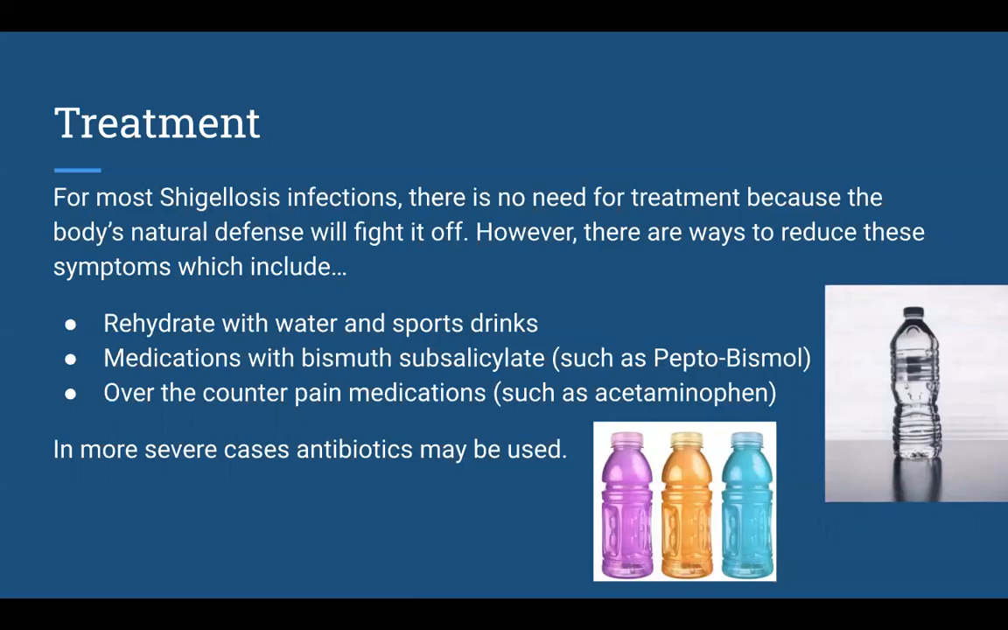There are ways to help reduce these symptoms, which include drinking lots of water and sports drinks with electrolytes to make up for the fluid loss from the body during diarrhea, taking over-the-counter medications that have bismuth subsalicylate, such as Pepto-Bismol, that will help to ease cramps and diarrhea, and taking over-the-counter pain medications such as acetaminophen that also help to ease the cramps.